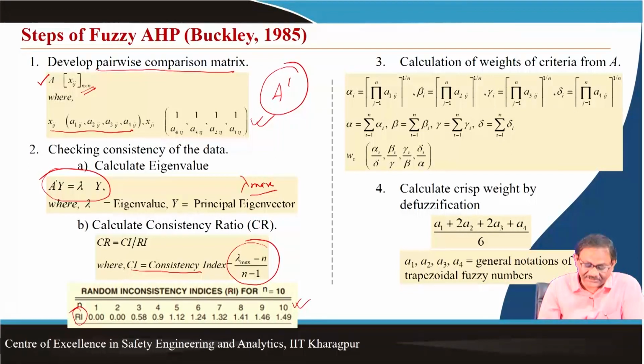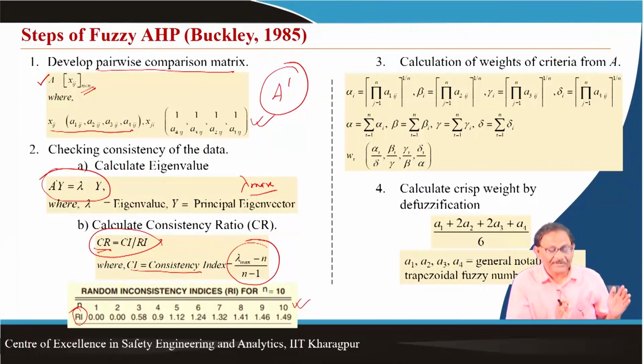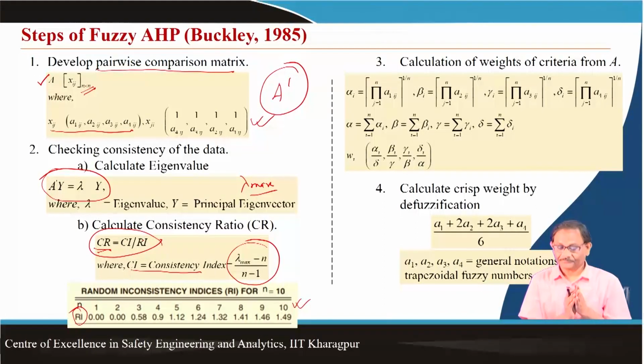So the random inconsistency index for n equal to 10 is given here, and depending on the size of n, you have to choose from this. So RI, if you know n, and then CI you find out from the eigenvalues, and then the consistency ratio CR will be found out using this formula. If it is satisfied, you are happy with the pairwise comparison.